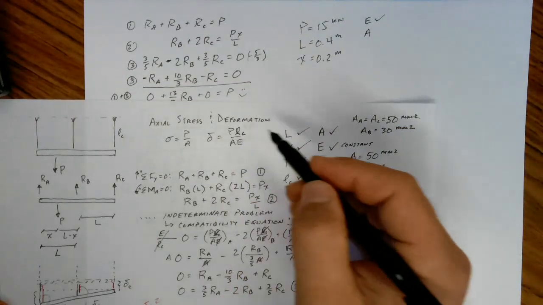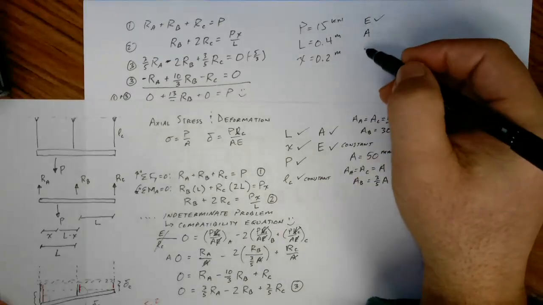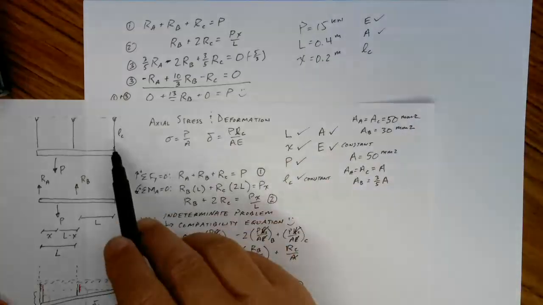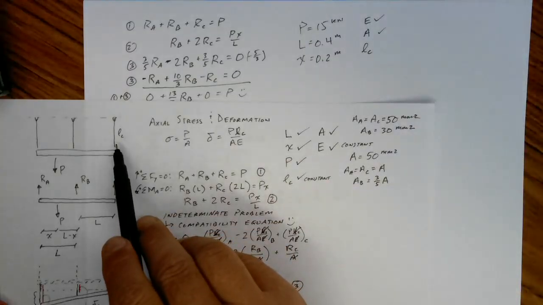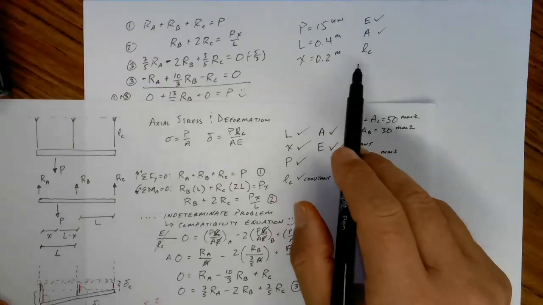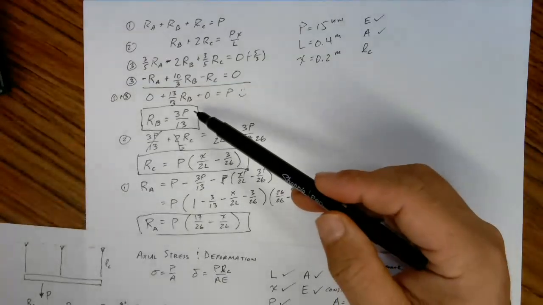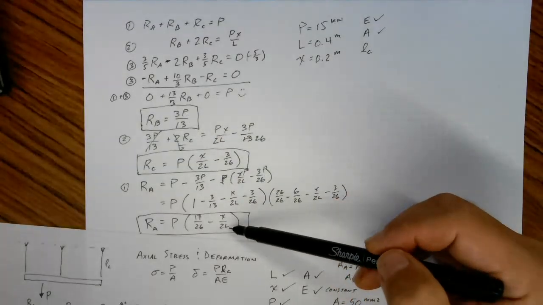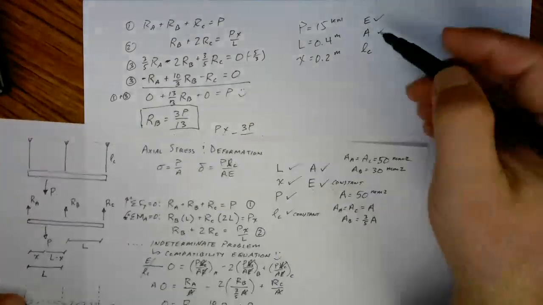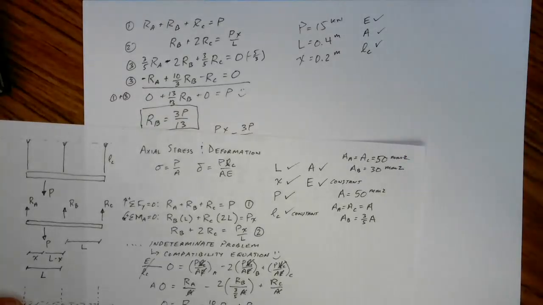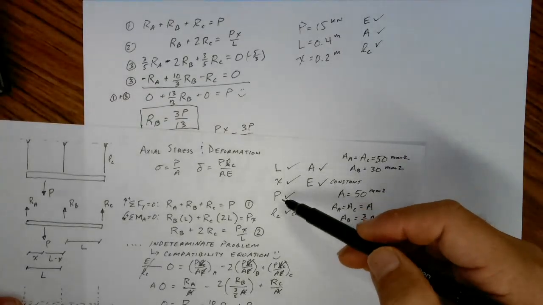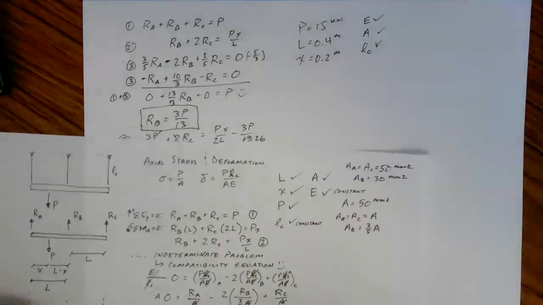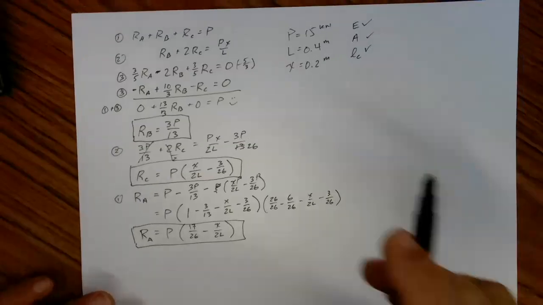This is the length of the cable, LC. If we wanted to calculate the actual deformations of the cables, then we would need LC. But all we need for these reactions are P, X, and L. I'm not going to bother pulling those numbers over. What else do we have here? It's P, LC, AE. Covered them all. Those are the only values we need.